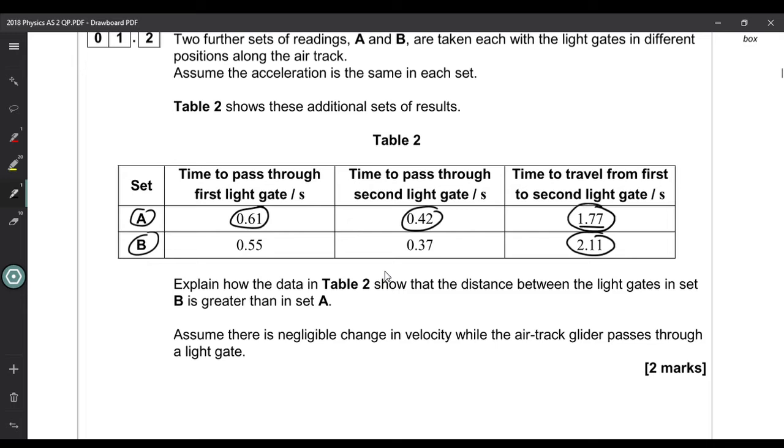Now, you've got to develop the argument a lot more, because yes, it's taken longer to travel, but it would also take longer to travel if it wasn't traveling as fast. So if the cart was traveling at a slower velocity in B, it would also have the effect of increasing that time. So we've got to fully develop the argument.